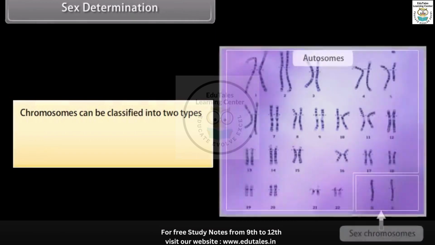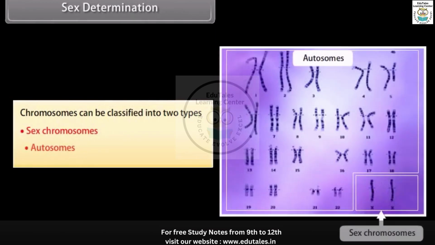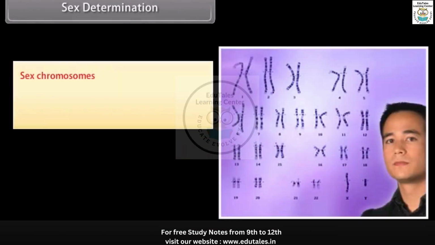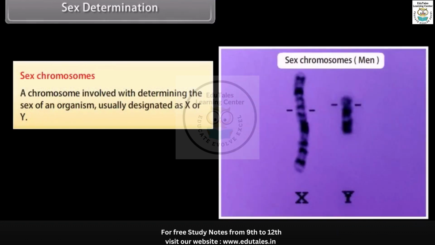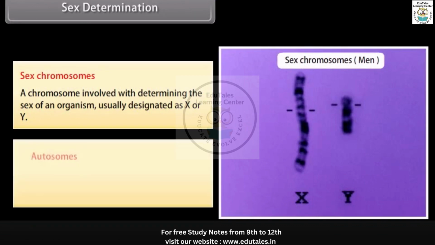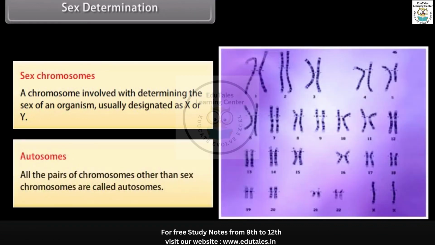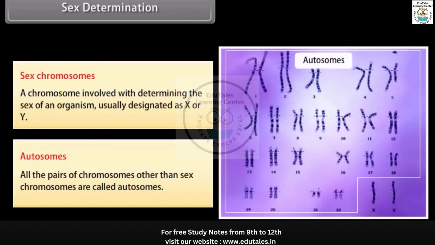Sex determination. Chromosomes can be classified into two types. They are sex chromosomes and autosomes. Sex chromosomes: a chromosome involved in determining the sex of an organism, usually designated as X or Y. Autosomes: all the pairs of chromosomes other than the sex chromosomes are called autosomes.